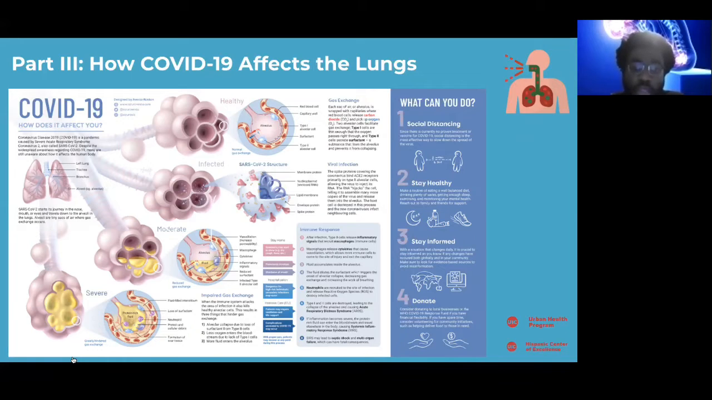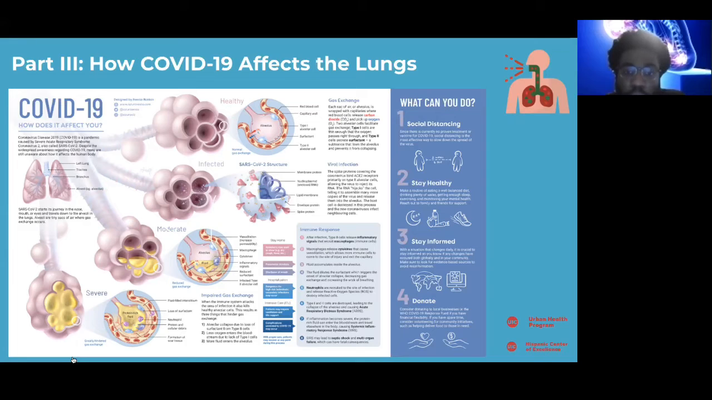So essentially, COVID-19 enters through the mouth, nose, and eyes, which is why you should not really touch your face or eat without washing your hands. Once it enters through those three pathways, it will try to make its way down the trachea to the alveoli.